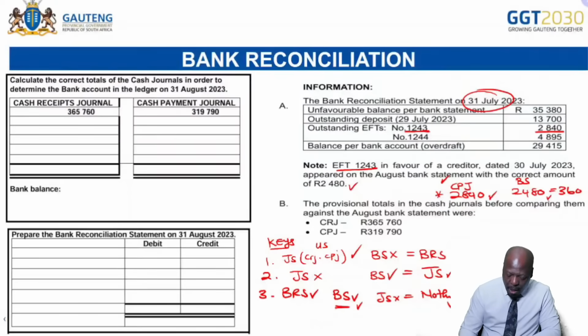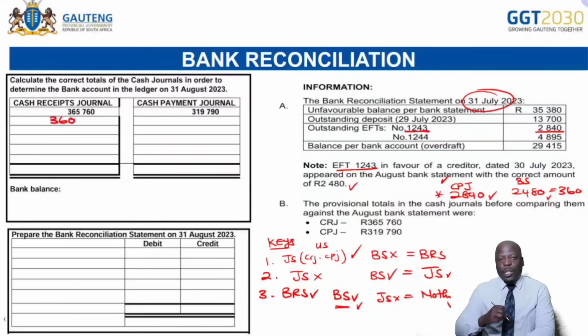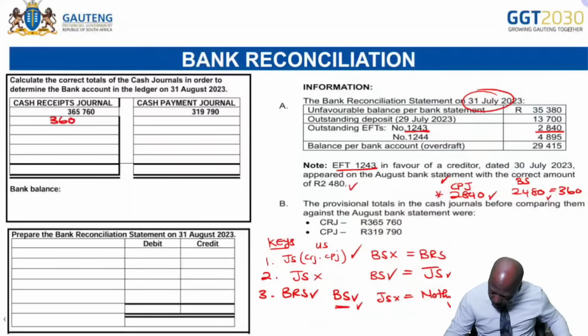So how do you correct? If your CPJ has more, you bring it onto the CRJ. So you come here and you say 360 in the CRJ. If your CPJ is overstated, you correct an overstatement in your CPJ by recording it in the CRJ. Once an amount is overstated, you put it in the opposite journal. That's what we have just done here. So I have dealt with this transaction and I put a tick on it.